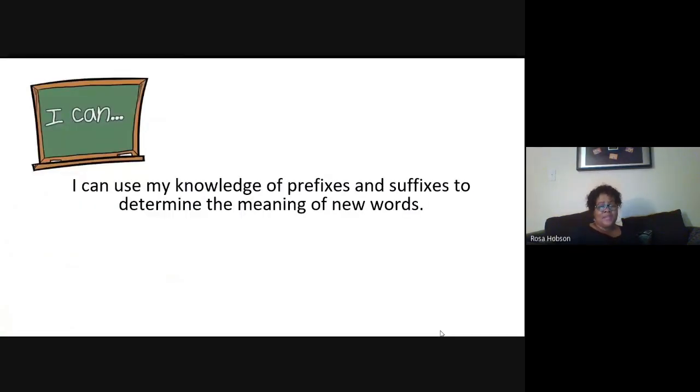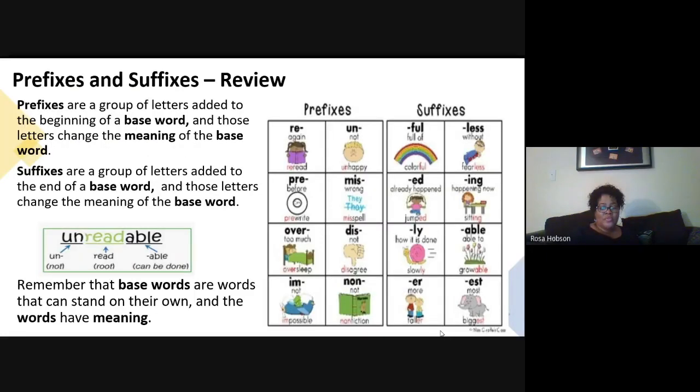The I can statement for today is I can use my knowledge of prefixes and suffixes to determine the meaning of new words. We're going to review prefixes and suffixes because you have been taught these skills earlier during the school year. Also, prefixes and suffixes can assist you when you're working with a thesaurus.